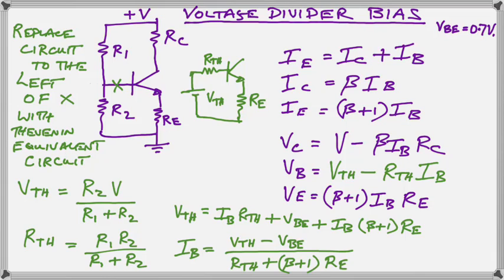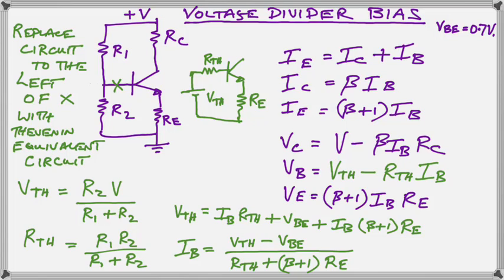Okay, so we just have to bring around those terms. We just have to take out the IB and move the VBE across to the other side, and it looks very similar to what we had before. And there we have found our IB.